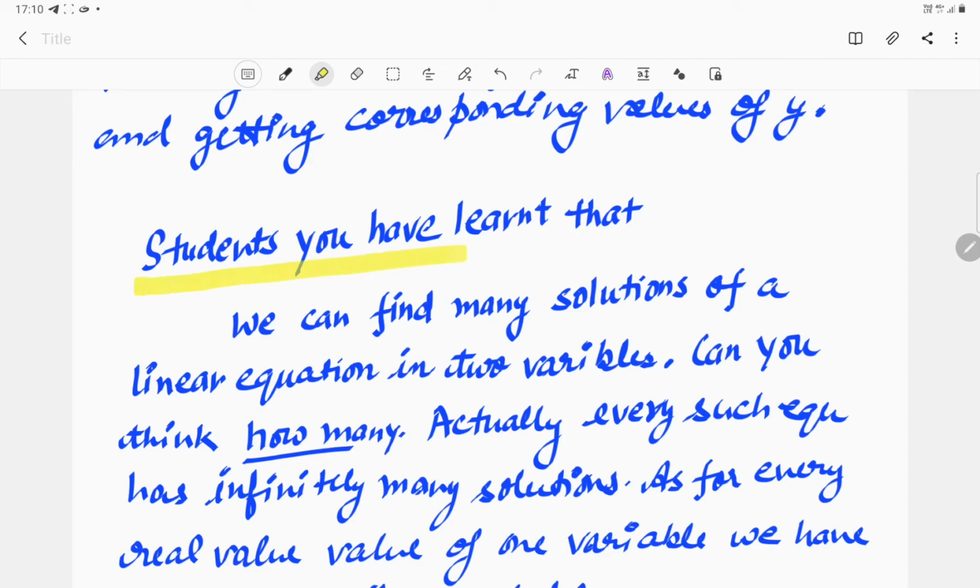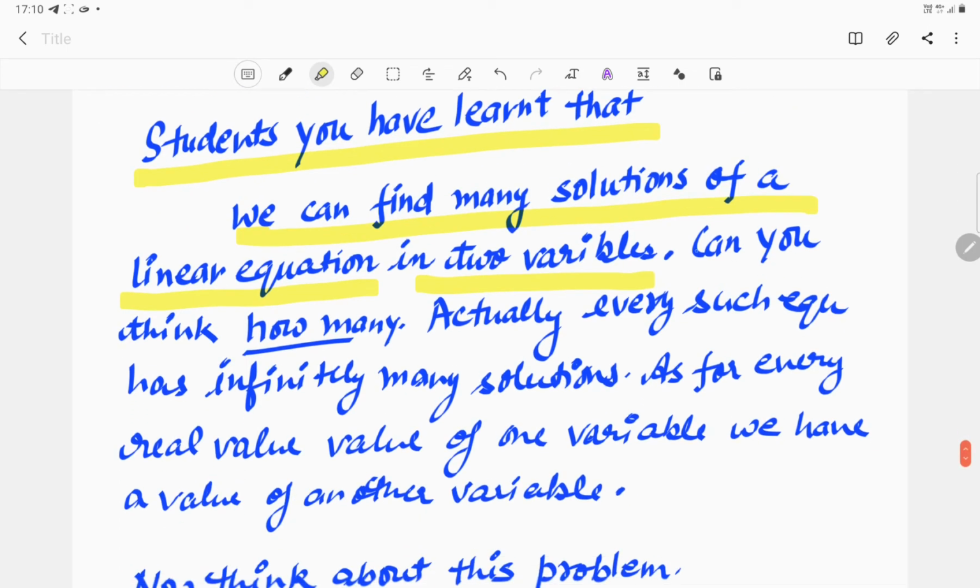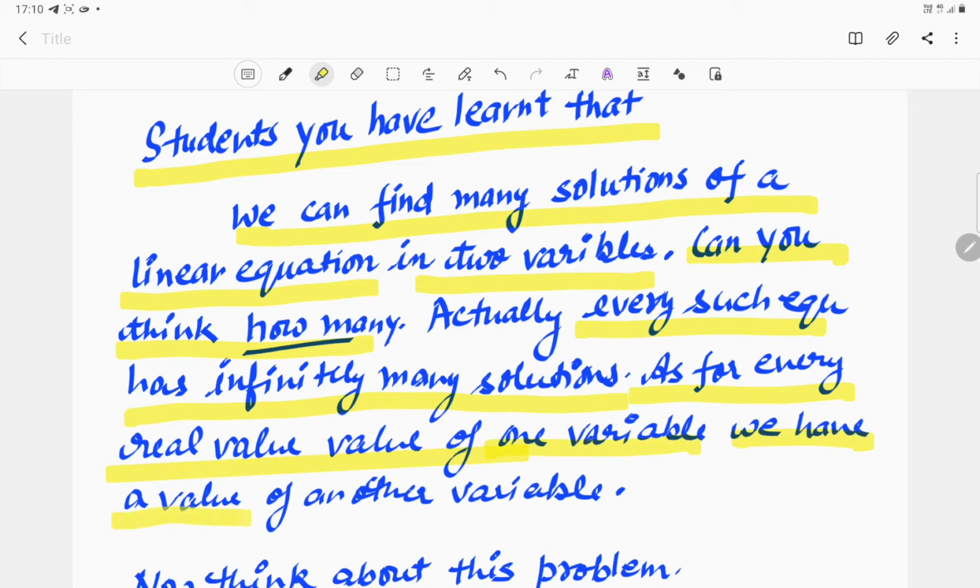So I hope students, now you have learned that we can find many solutions of a linear equation in two variables. Can you think how many? Actually, every such equation has infinitely many solutions, as for every real value of x or one variable, we have a value of the other variable, say y.